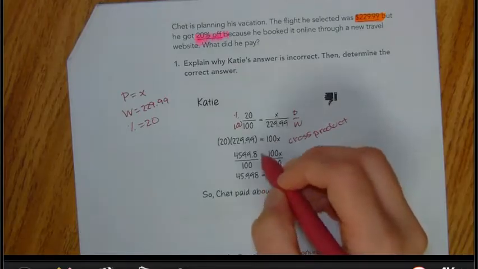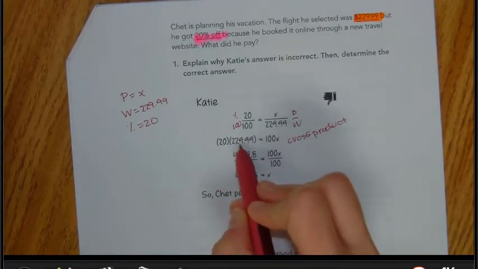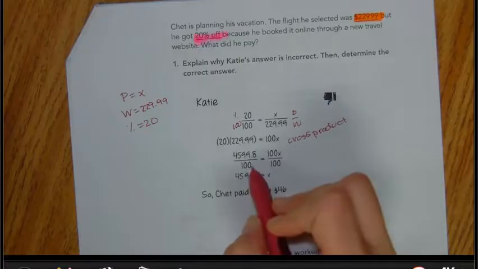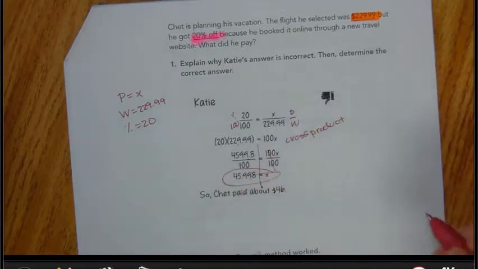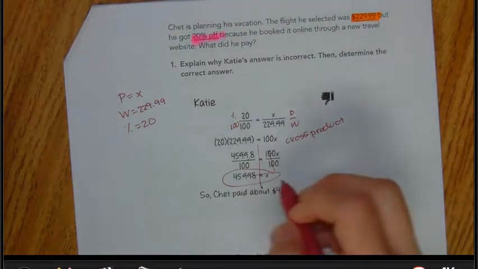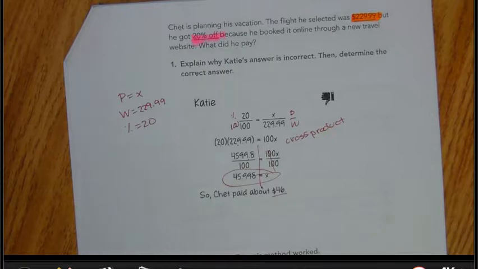Then she found that it was 20 times 229.99, divided by 100, because we've got to get x by itself. And then she realized that x is equal to 45.99. So she rounded it up to 46. She's like, all right, he paid about $46.